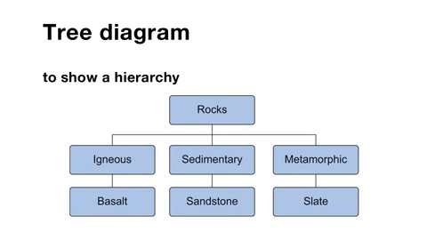We can use visual organisers to classify information. The most common way to do this is using a tree diagram. Its purpose is to show a hierarchy with the highest level or biggest group at the top, then subgroups or examples below. Look at the rock example from geography. You can see the three main rock groups with examples of the rocks below.